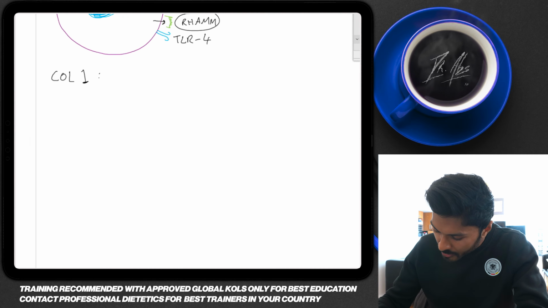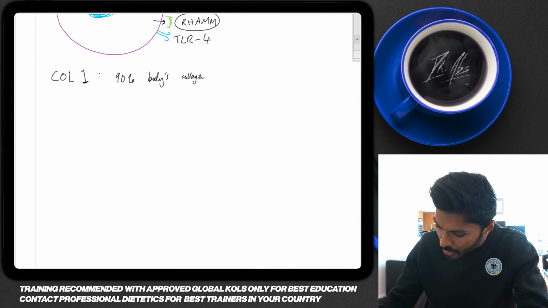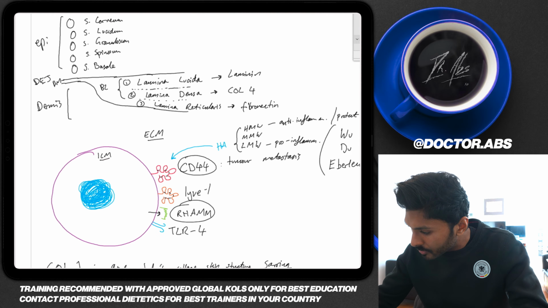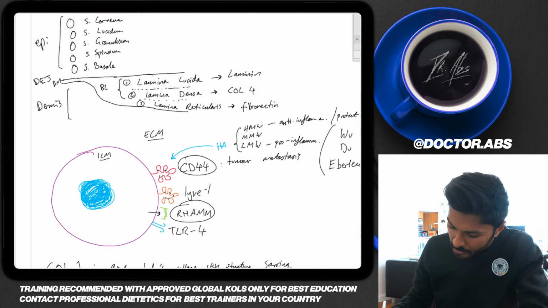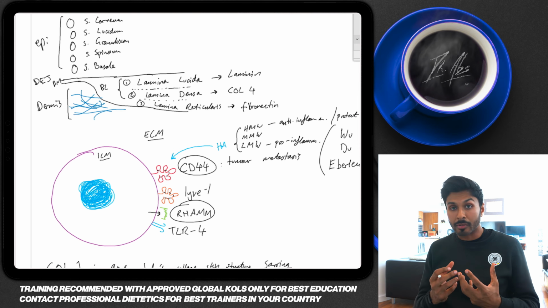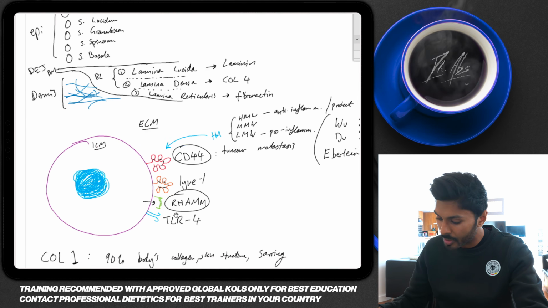So collagen type 1 is probably about sort of 90% of the body's collagen. It's involved in things like skin structure, scarring as well. And I'm going to draw it in this diagram here for you. So let's use a different color. Let's go with that blue there. So collagen type 1 would sit here. And it provides things like tensile strength inside the dermis, and you have type 3 collagen there as well.